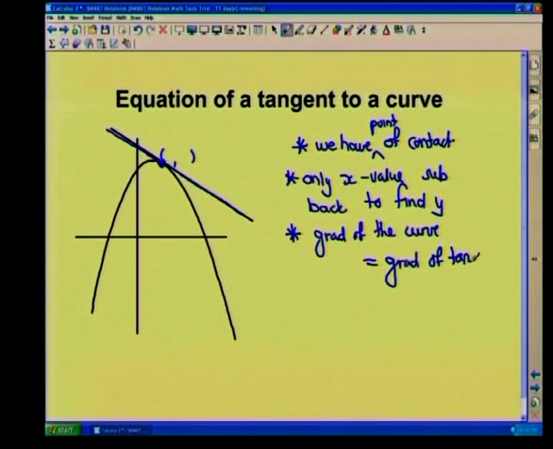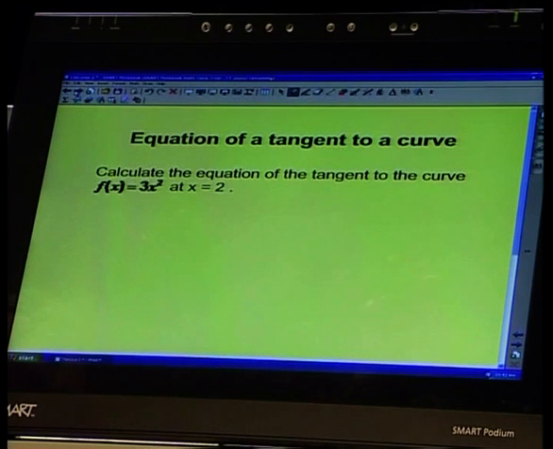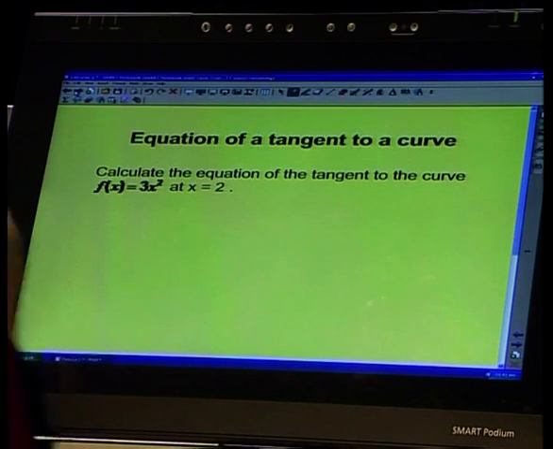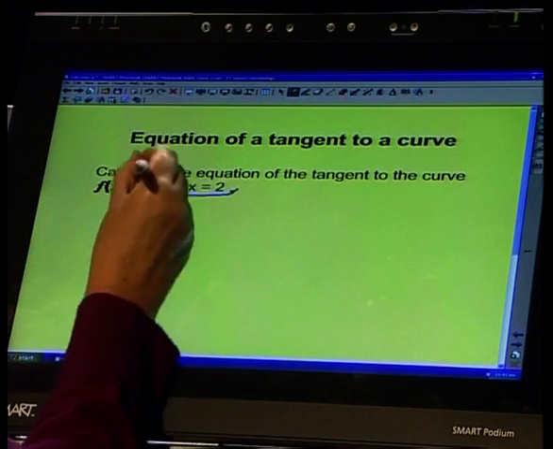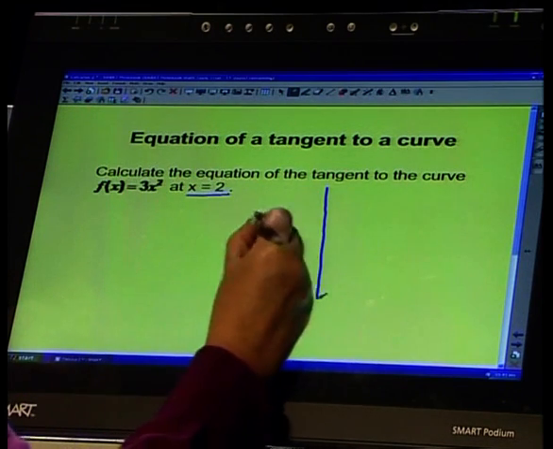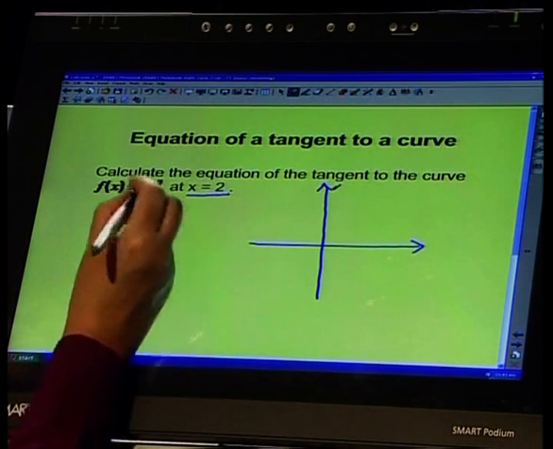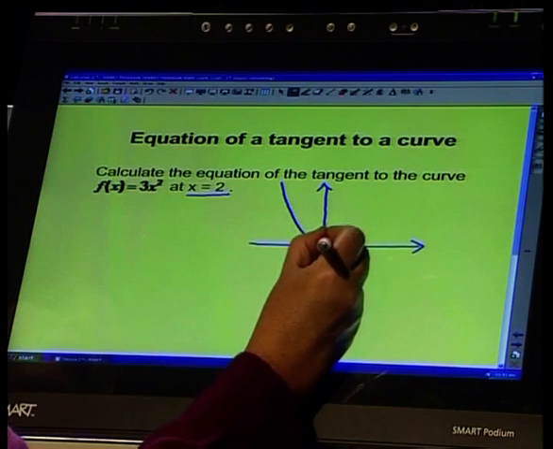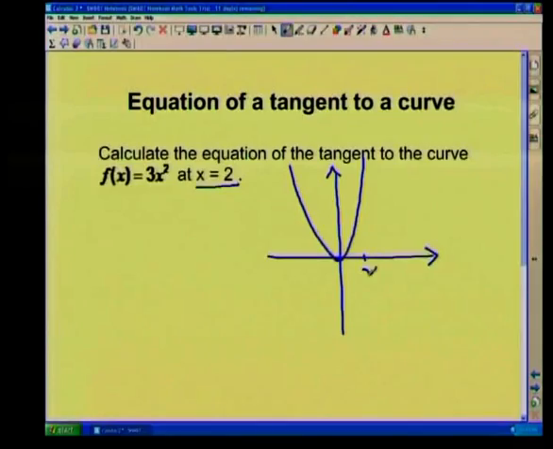Right, so let's have a look at an example, and I think it'll start to make sense. It says, calculate the equation of the tangent to the curve f of x equals 3x squared at x equals 2. So we know the x value, we don't know the y value. How would this curve look? We don't have to be able to draw it, by the way, but it's always fun to get a picture of what we're looking at. So we're looking at a positive parabola, it's smiling, and we know it's going to have its turning point at the origin. And now I'm saying to you, at x equals 2, somewhere along here, I want to find the equation of the tangent there.